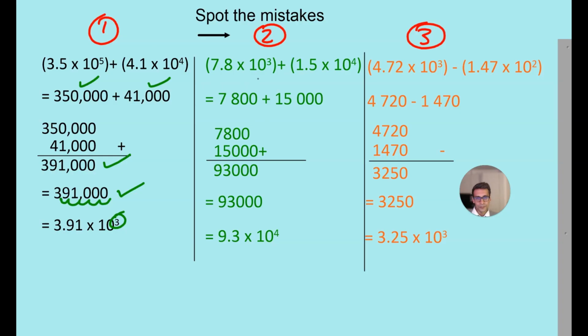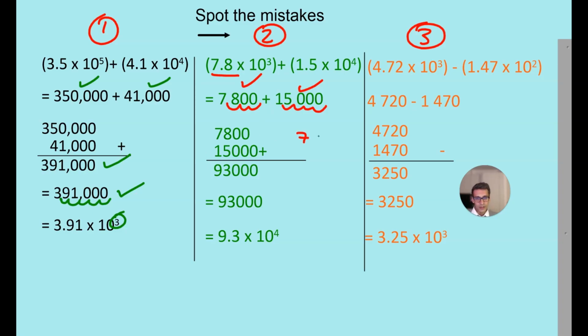Okay, question 2. We have 7.8 times 10 to the power 3. 1, 2, 3. That's fine. 1.5 times 10 to the power 4. 1, 2, 3, 4. That's correct. Hopefully you spotted the issue here. The addition isn't working because the place values don't line up.